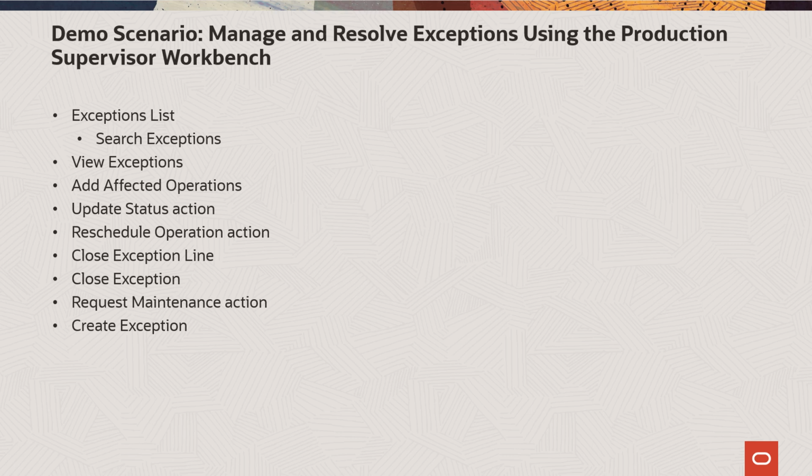We'll start by reviewing the Manage Exceptions page, where you can see the list of exceptions that need resolution for your work center. We'll explore the search functionality available for locating exceptions. Next, we'll navigate to the View Exceptions page, where you can review and add any additional affected operations. We will also cover how to update the status and reschedule operations. We'll discuss the steps required to close both an exception line and the exception itself. Next, we will review actions that can be taken specific to the exception type. We will review the request maintenance action as part of this. Finally, we'll demonstrate how to create a new exception.